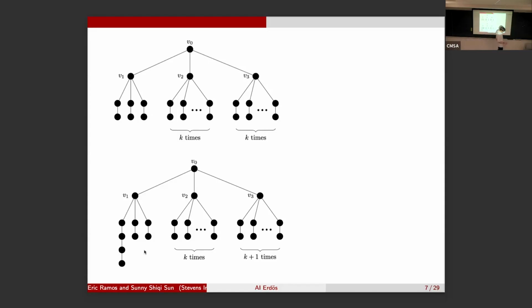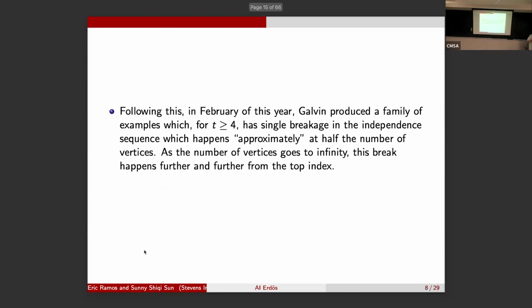Okay, so again, families of counterexamples. Now, following this, in February of this year, Galvin produced a family of examples with a parameter t. For t greater than or equal to 4, it has a single breakage in the independence sequence, which happens approximately at half the number of vertices. Now, as the number of vertices goes to infinity, this break happens further and further from the top index. So in other words, the purpose of Galvin's paper was to ask, for any k, can we find breakage which happens at index alpha minus k? And this family illustrates that you can.